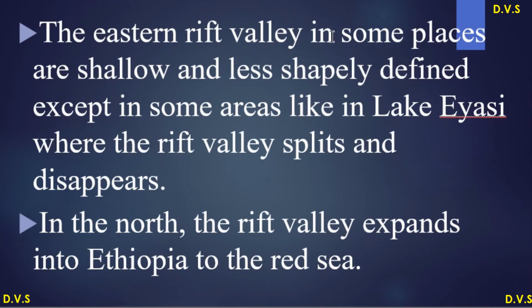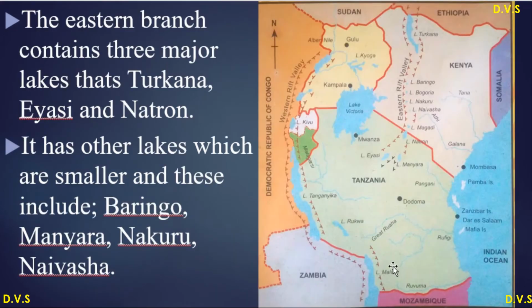The eastern Rift Valley in some places is shallow and less sharply defined, except in some areas like Lake Eyasi, where the Rift Valley splits and disappears. If you look at this sketch map here, the Rift Valley does not continue from Kenya and join the western arm, but it splits at Eyasi. Look at this. At Eyasi, it's splitting, and then ends there. We go to the other arm.